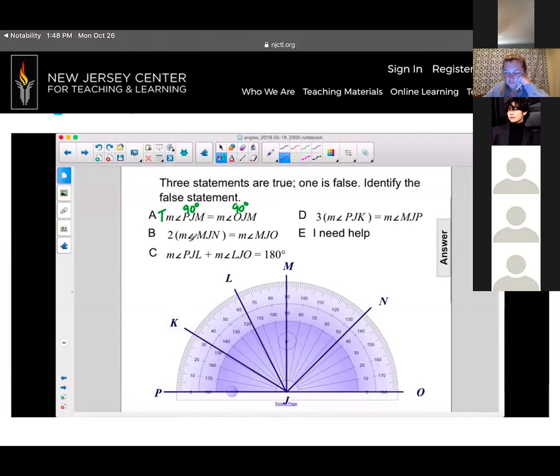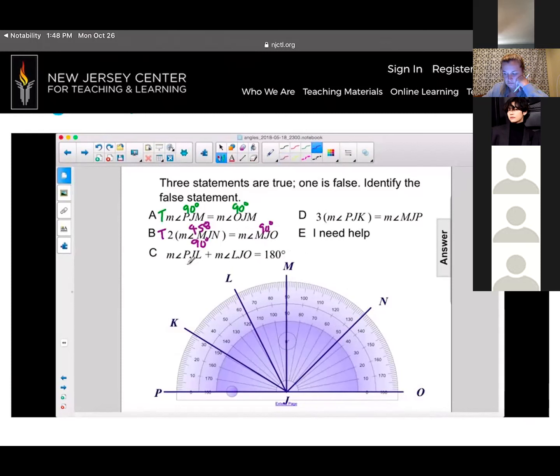2 times the measure of angle MJN. So MJN, so 90 to 135, so it's 10, 20, 30, 45 degrees. So 2 times 45 degrees is 90 degrees equals the measure of angle MJO. MJO is 90 degrees, so this statement is true.